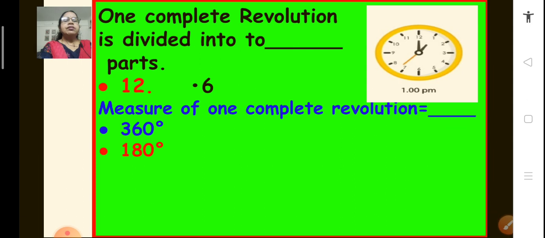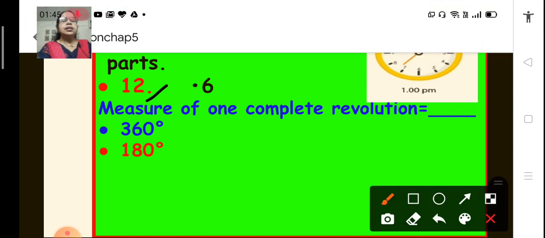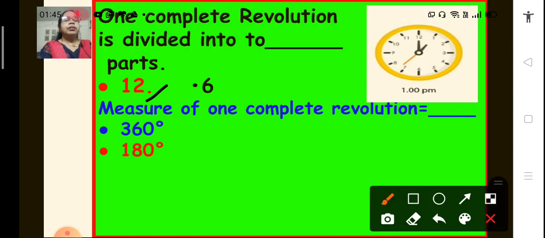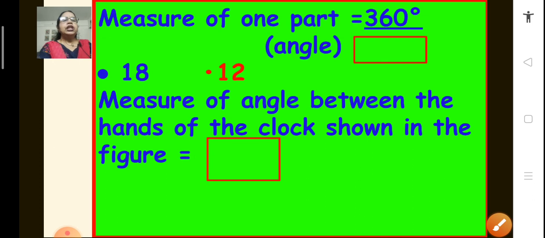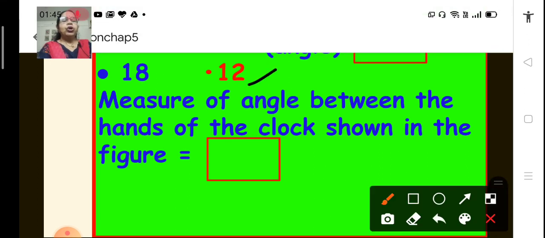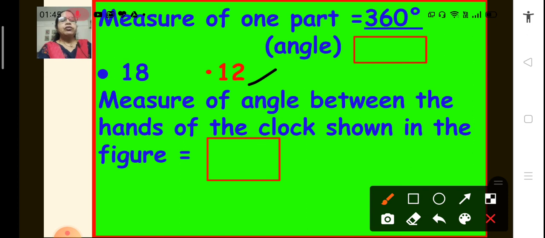1 complete revolution is divided into how many parts? Here we have to look at the clock and observe the angle. So 1 revolution is divided in a clock into 12 equal parts, isn't it? And each part measures how much? We know measure of 1 complete revolution is 360 degree, and it is divided into 12 parts. So each part will be 360 divided by 12. And what do we get? We get the measure of angle between hands of a clock shown as 30 degree, isn't it?